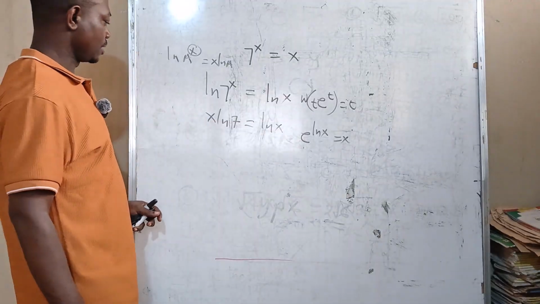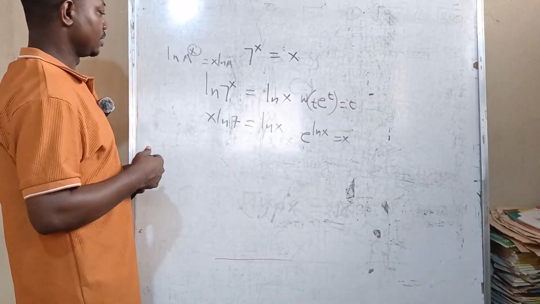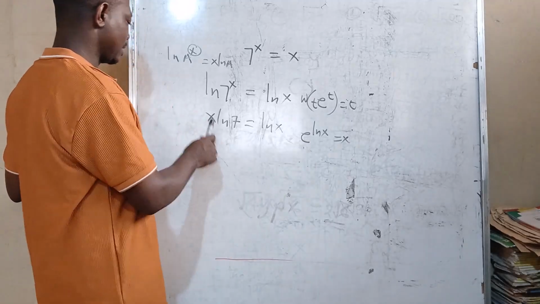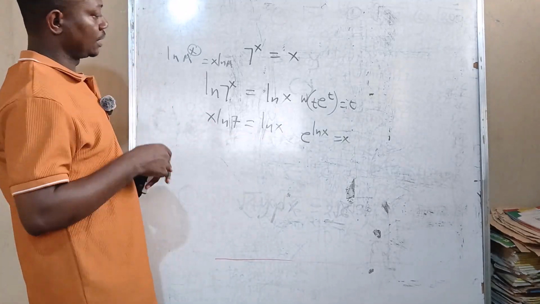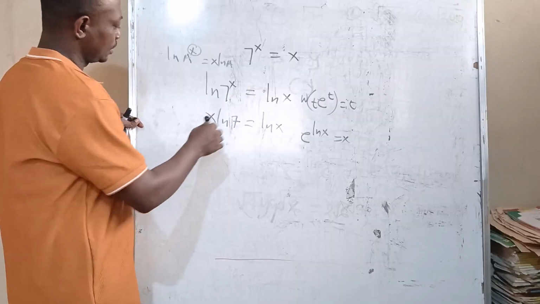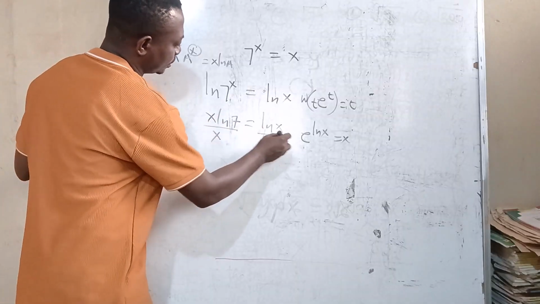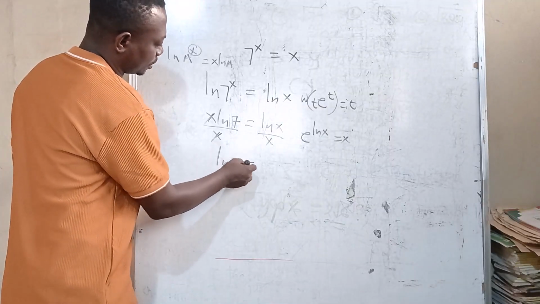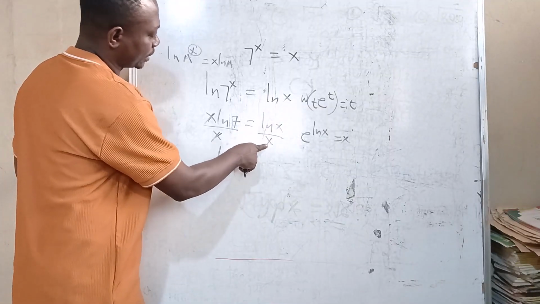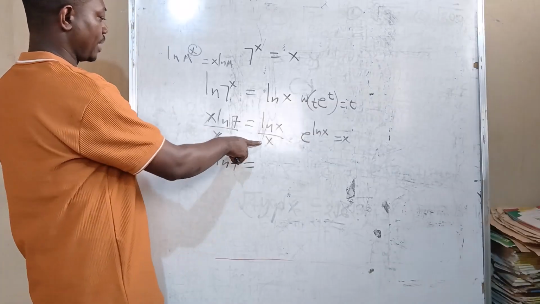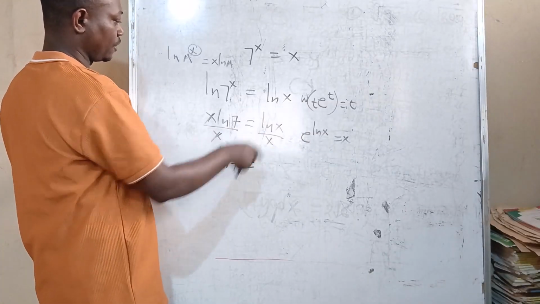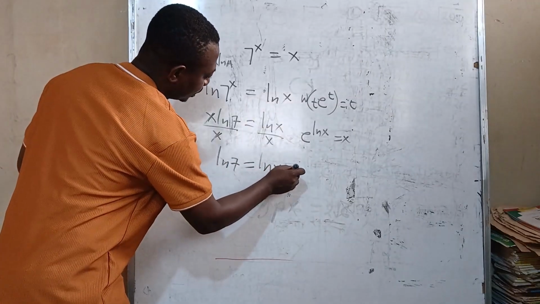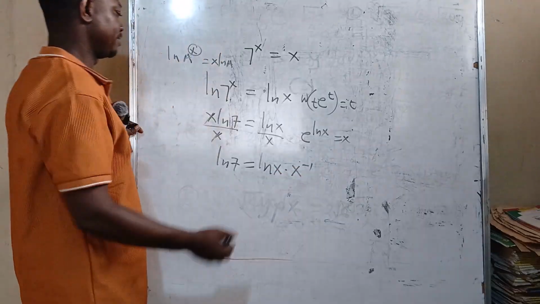So what I will do here is very simple. Before I even think of introducing this, I would like to send the x to the right hand side. So I will divide both sides by x, and this one will go. So I have ln of 7 equals ln of x over x. I want to write this one in linear form before I introduce this. It's the same as ln of x times x to the power minus 1.